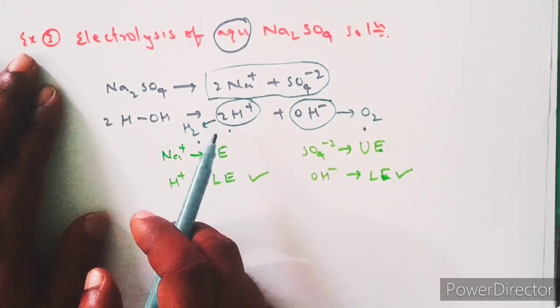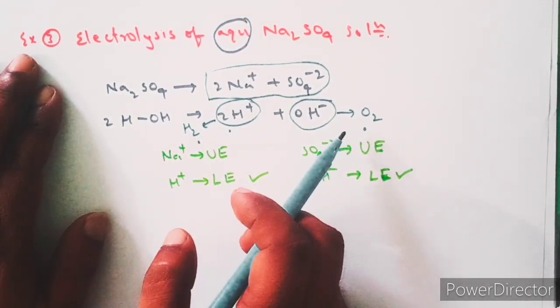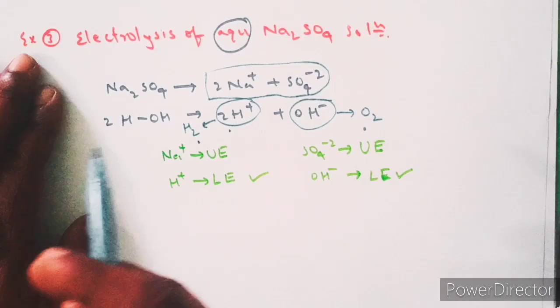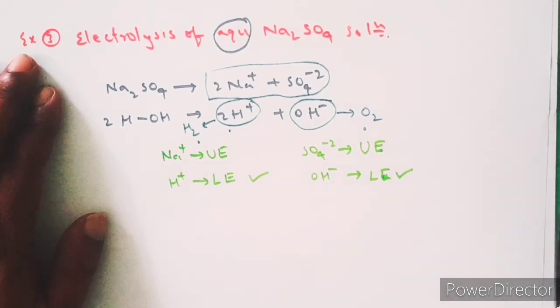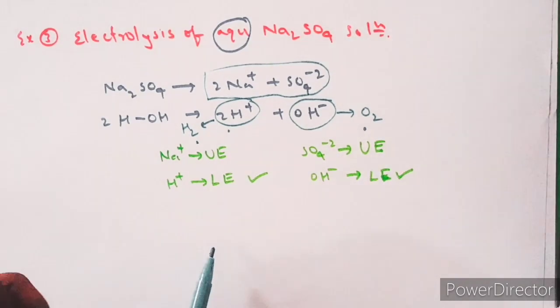So here at the cathode hydrogen gas is liberated, at the anode oxygen gas is liberated, and sodium sulfate will help us to conduct the electricity. Like this you can write. Now let me tell you some other cases, the most important cases. Let us see those examples also.